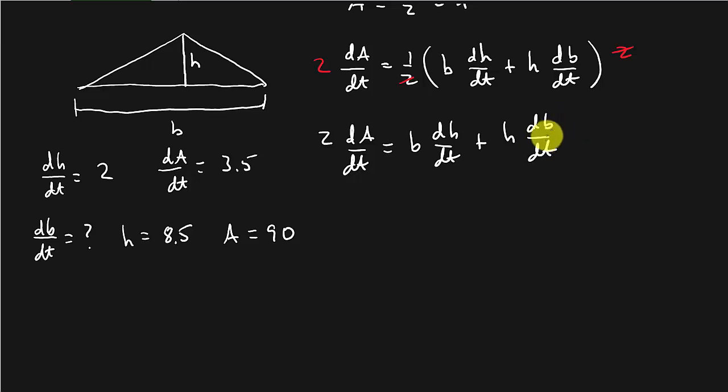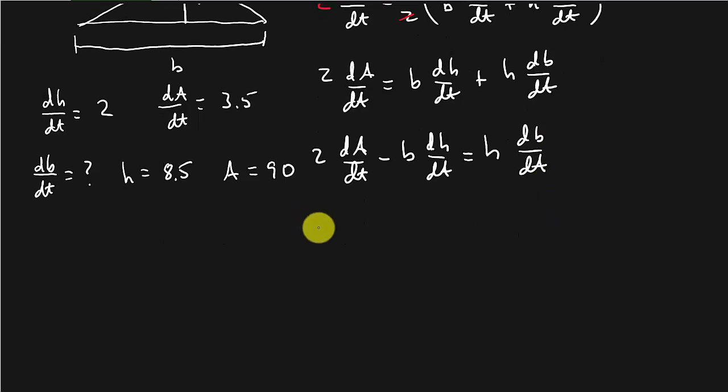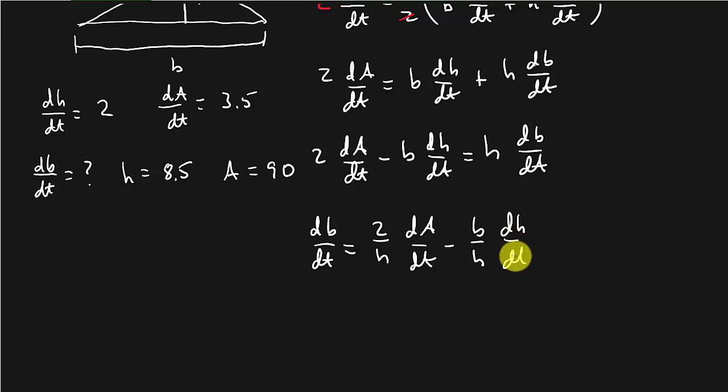I want to get the derivative of the base by itself, so I'm going to subtract B dH/dt from both sides. Minus B dH/dt is equal to H dB/dt, and then we'll divide everything through by H. So that gives me dB/dt is equal to 2 over H dA/dt minus B over H dH/dt. All right, so there we have it.